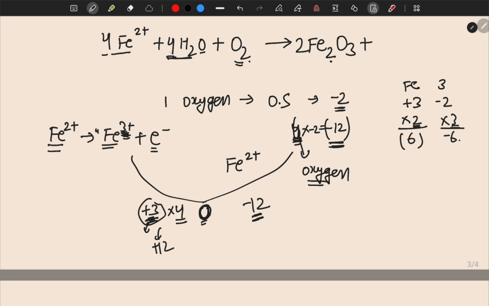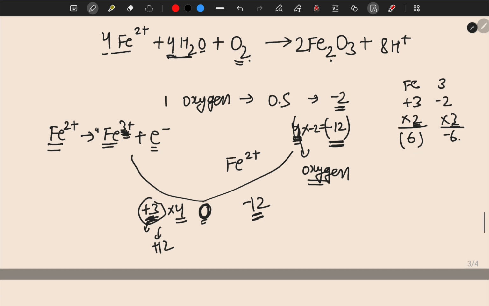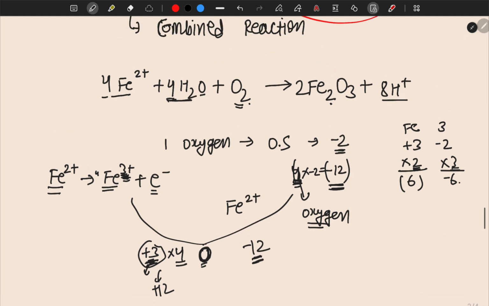So can I write 2 Fe2O3 plus what will be there? Now only H is remaining. So 4 multiplied by 2, 8 H+. Now again you can check the balance. We have 4 Fe, 2 multiplied by 2, 4 Fe. We have 8 H, we have 8 H+ ions. We have 4 plus 2, 6 oxygen, and 2 multiplied by 3, 6. So this is your final equation. It will look like this.